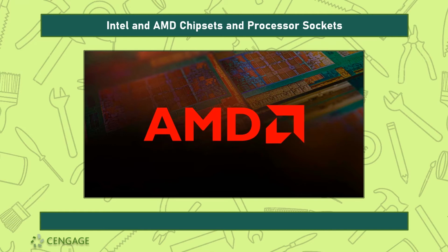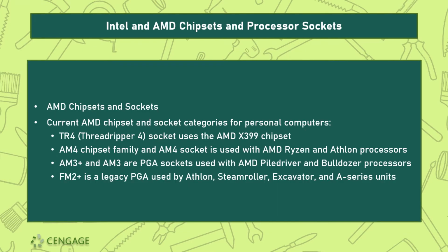AMD, a little bit different again. Remember, we're talking about pins as opposed to LANs this time. AMD currently uses what's called the TR4 socket for its high-end Threadrippers. That uses the AMD X399 chipset. There's also the AM4 system, which is a chipset and family socket set. That's used with the AMD Ryzen and Athlon processors.